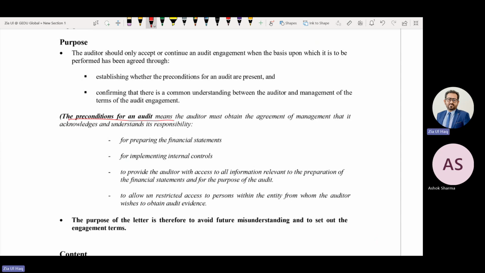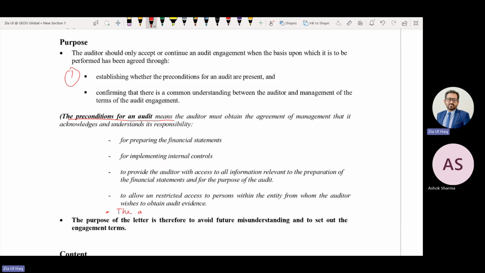And there are 5 preconditions for an audit. First, we should make sure the financial reporting standards are acceptable or not. It's not written there. I'm writing there.